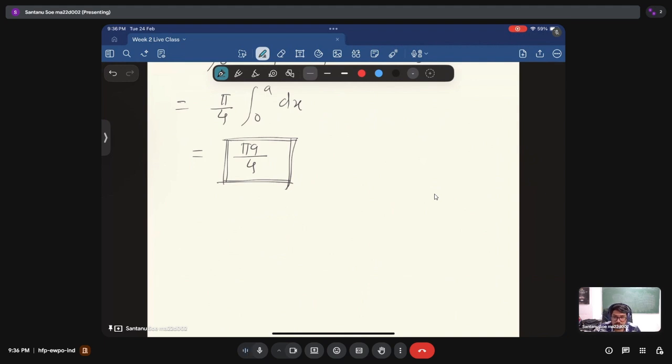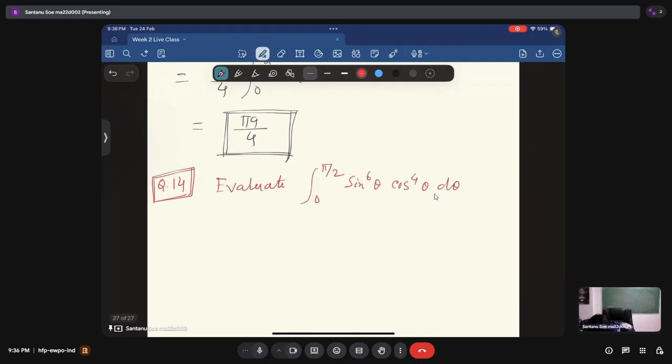Okay. So let us write the next question, which is question number 14. Now this is regarding beta function. So evaluate integration 0 to pi by 2 sine to the power 6 theta cos to the power 4 theta d theta.